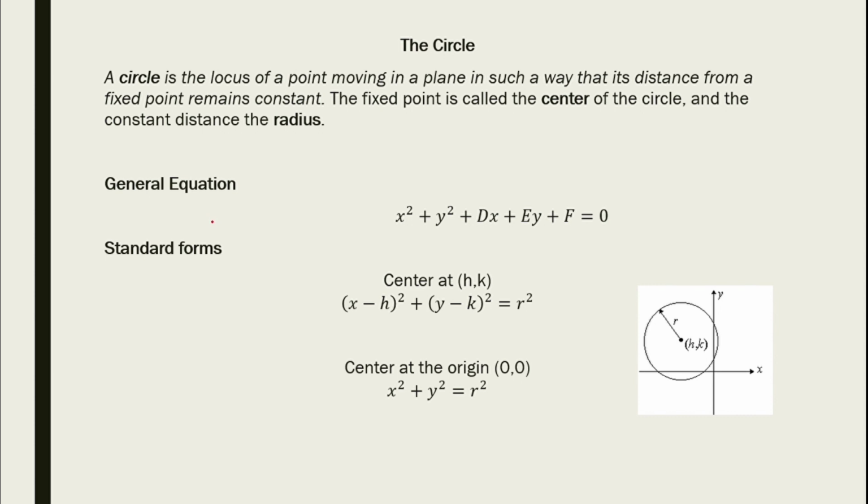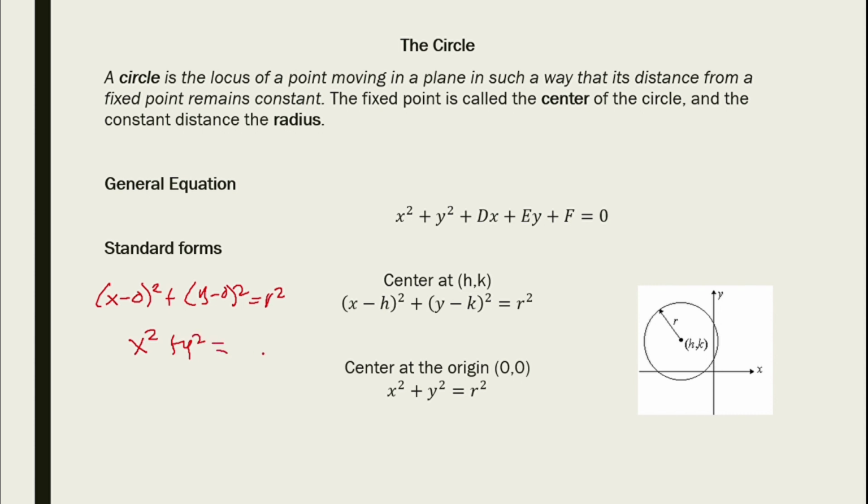Here we have the general equation of a circle: x squared plus y squared plus dx plus ey plus f is equal to 0. And for the standard forms, we have the center at (h, k), and the center at the origin. If we substitute the origin, we get x squared plus y minus 0 squared is equal to r squared, and the result is x squared plus y squared is equal to r squared.